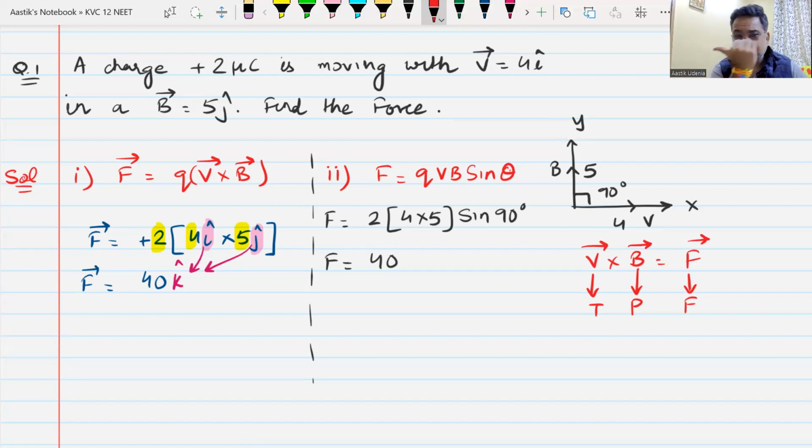So this is velocity, it is along x-axis. Magnetic field is upwards along y-axis. So this is V, this is B, and I turn my fingers. This is V, this is B, and if you see, my fingers are pointing outwards. So the direction of force will be outward. Whenever I say outward, outward means the plus k axis. You look at the answer here, both the answers are same.